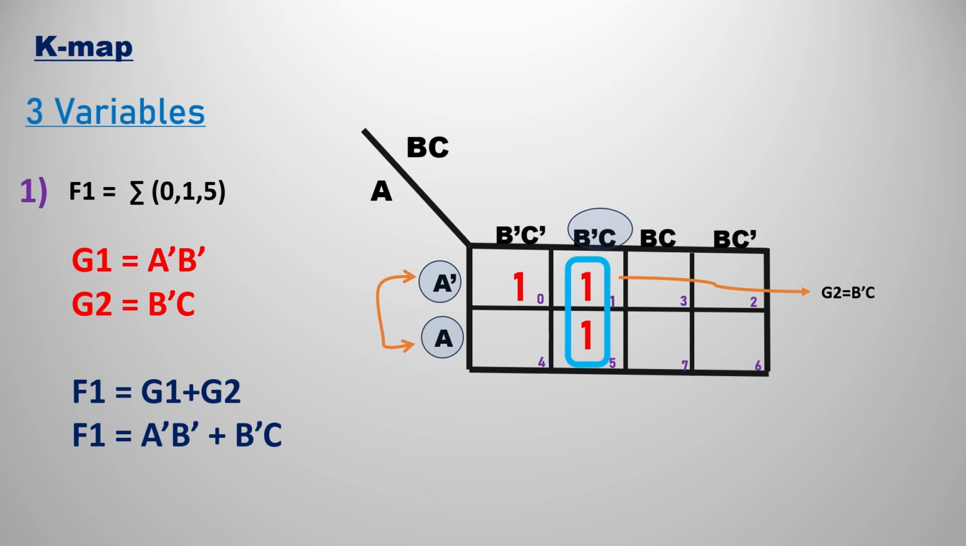The second group belongs to the column, not the row. That is column B bar C, and A is changing from A bar to A, so we should not consider the A term. So we should only write B bar C. That is our final output of G2, that is group 2. Finally these are the only minterms in this K map, so we add up group 1 and group 2. The F1 equation would be A bar B bar plus B bar C. That is our output for the first example.